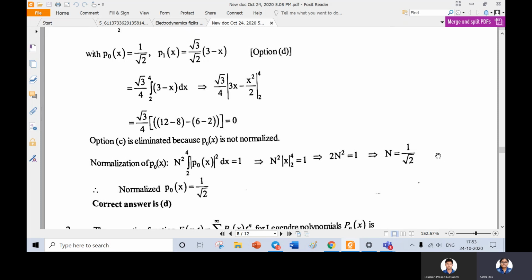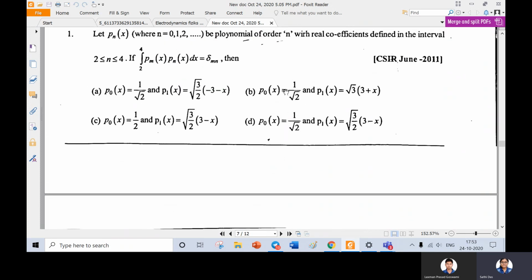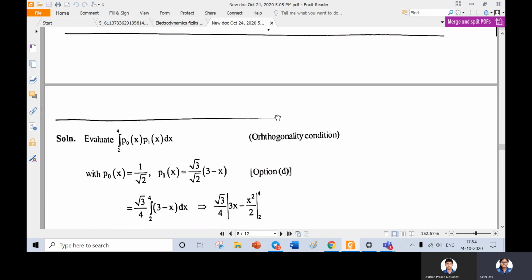So we get N equals 1 by root 2. So the normalized P0(x) is 1 by root 2. So first find out that whenever the P0(x) value is 1 by root 2, these options may be the correct option. So look here, option C is totally discarded because this is not normalized. Now find out the orthogonality condition.